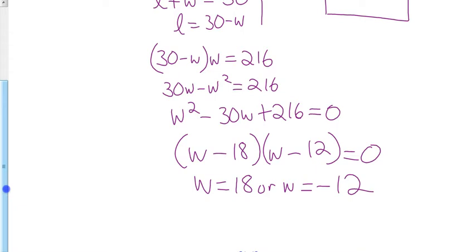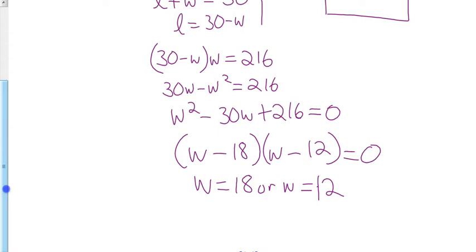Okay, what do you have to say about this? Oh wait, that's 12. Sorry. Are you allowed to write W equals 18 comma 12? Sure.